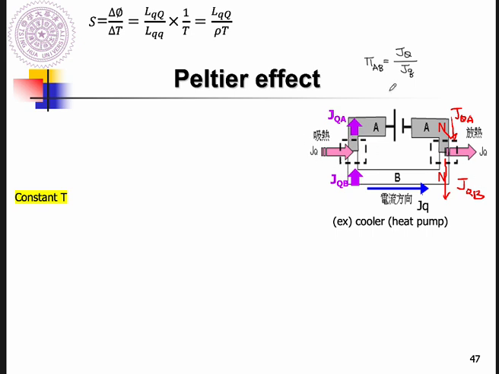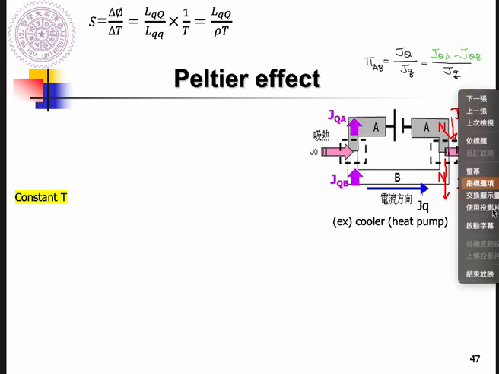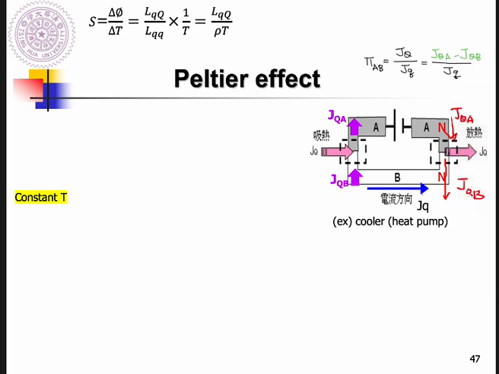Either way, that will lead to JQ, because this plus this equals this. So in order to write down what JQ is, it will be JQA minus JQB. So this is the Peltier coefficient. Let me switch back.